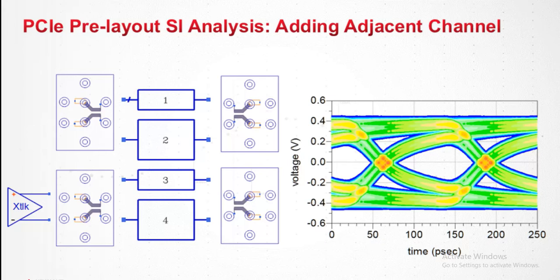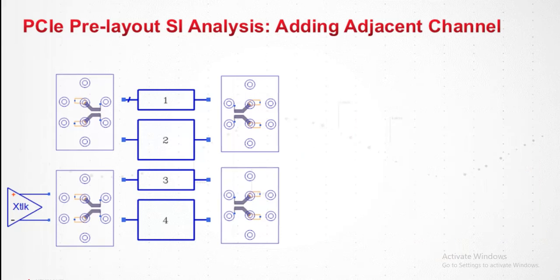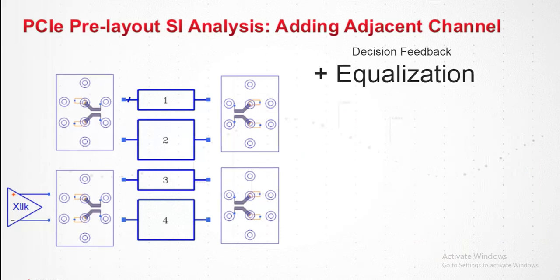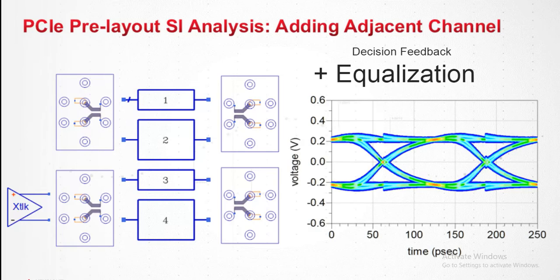Although loss can be your friend, you still need the eye to be detected. So we will again add DFE. And after adding DFE, we'll expect the eye to be more open, and we'll see the signature kinks in the eye. And here it is. The eye is more open, and the kinks are at close to 50 picoseconds and 175 picoseconds. And that's DFE. That's a quick PCI Express layout example.